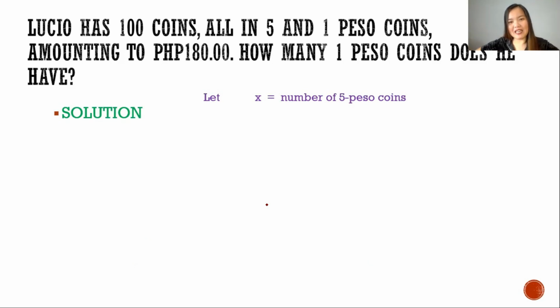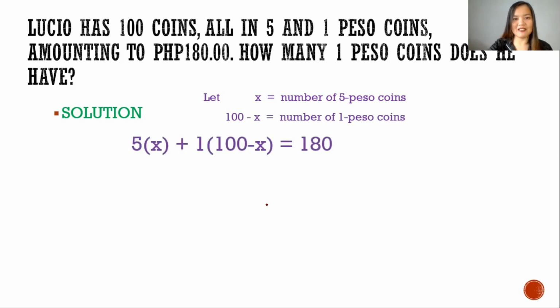X is the number of 5 peso coins kasi hindi pa natin siya alam. At alam lang natin yung total number ng coins. Ilan yung total number ng coins? Okay, there are 100 coins. Pero yung x is yung 5 peso coin. Now, we are going to represent your 1 peso coin as 100 minus x. Kasi yung total minus yung bilang ng 5, yun yung bilang ng 1.